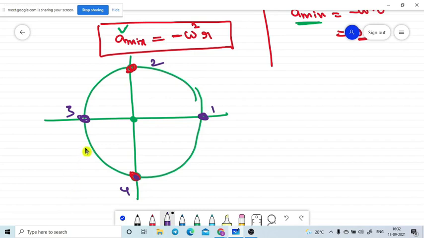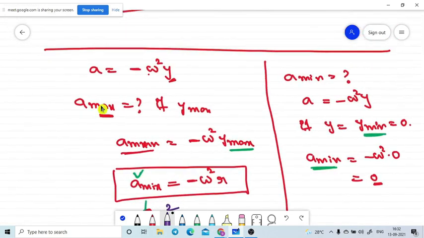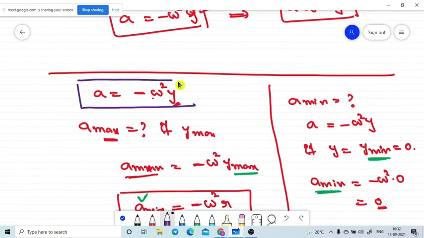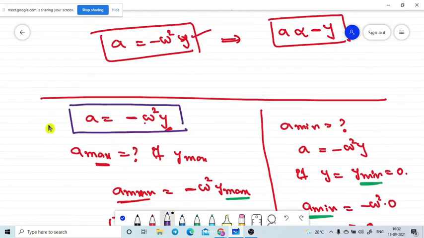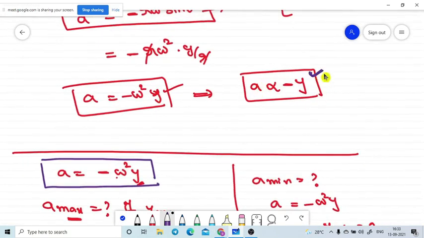Now let me check this from this equation. What is this equation telling? Here I told you the conclusion. What is the conclusion? The acceleration of the particle is directly proportional to the displacement of the particle. And one more condition: the negative sign is indicating that the direction of the acceleration of the particle is always opposite to the direction of the displacement of the particle.